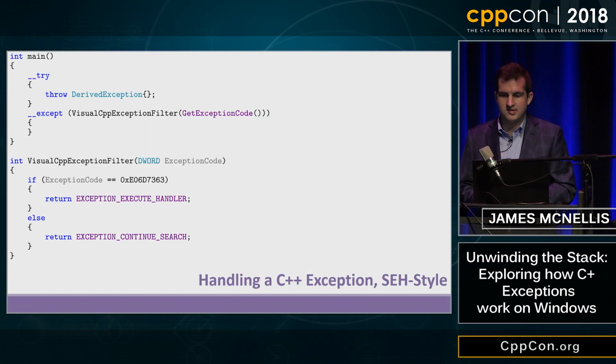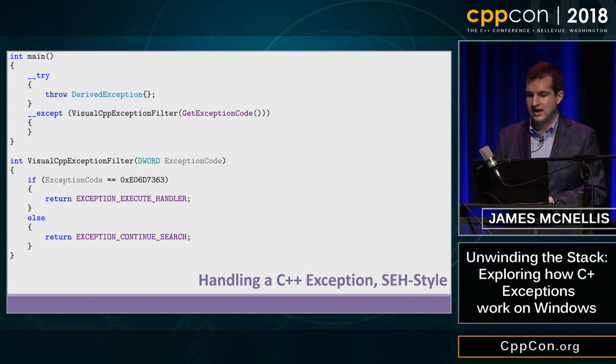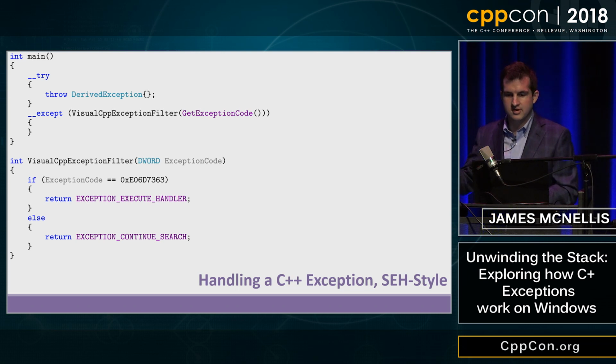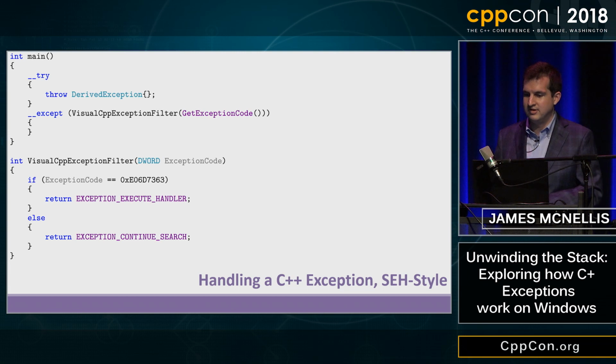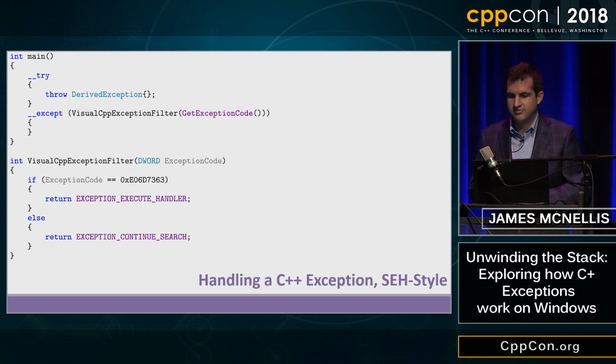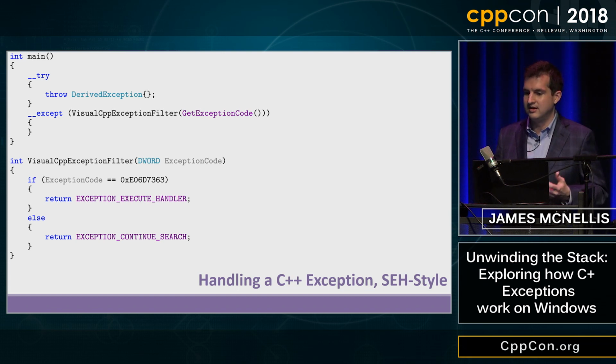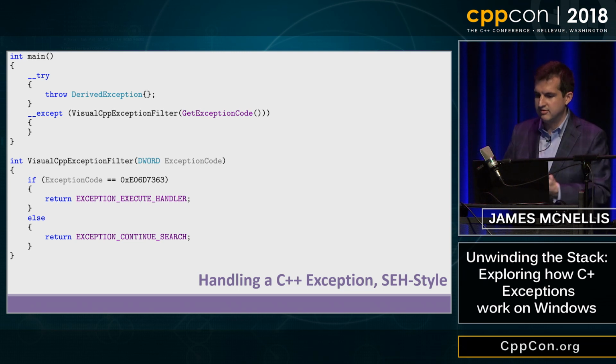Note that because C++ exceptions are raised as structured exceptions, you can actually use a try except block to handle C++ exceptions. So here, for example, we throw a C++ exception inside of a structured exception handling try block, and then in our exception filter, we check for the Visual C++ exception code, and we handle the exception if it matches. This is not usually something that we do, but it's possible.